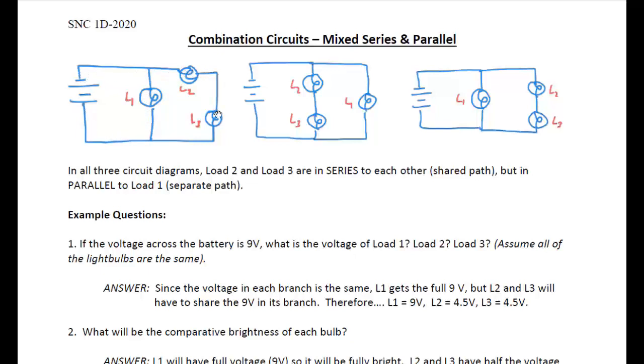Whereas along this pathway here, we've got 2 lights in this unique portion. And this is going to mean that these guys will share the voltage that's coming from the battery. That's exactly what's happening in this picture as well. Notice that L1, load 1, has its own path, and L2 and 3 are sharing a path. Here, L1 has its own path. Here, L2 and L3 are sharing a path. So all 3 of these diagrams depict the exact same thing. The important thing is, can you interpret? So notice that L1 is in parallel to both of these, and these guys are in series to each other, but in parallel to this guy.